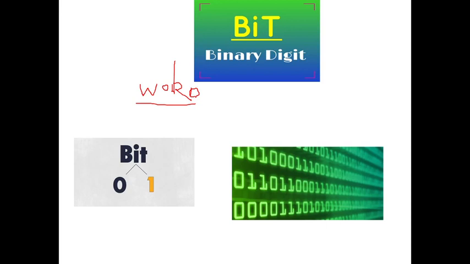Right? So actually here we are studying microprocessor 8085. And microprocessor 8085 recognizes and processes 8 bits simultaneously. That is why we call microprocessor 8085 an 8-bit microprocessor. Understood this concept? This is the concept of bit.